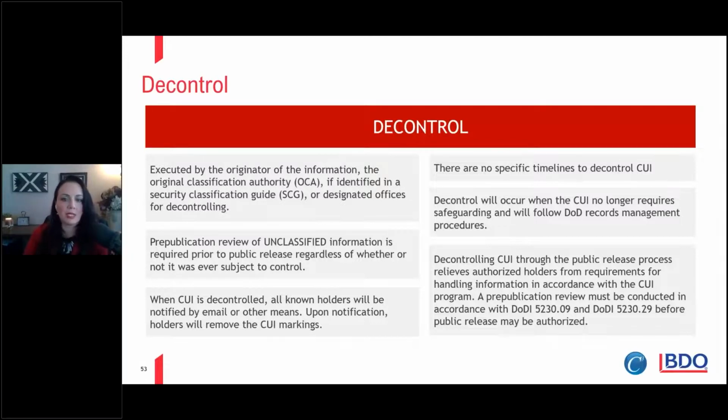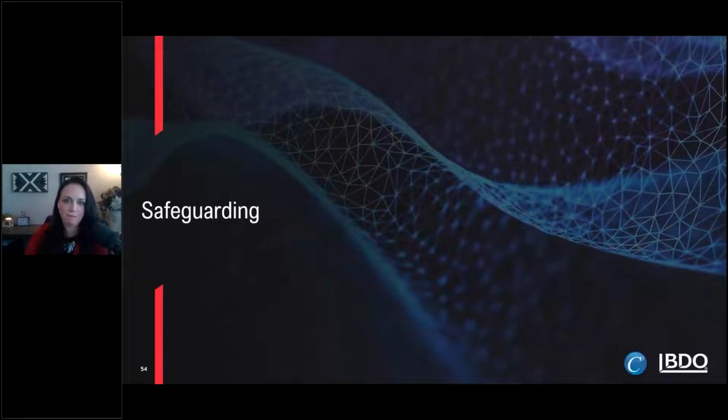So, decontrolling CUI through the public release process. If you were to post CUI material publicly, it relieves authorized holders from requirements for handling the information. Typically, we want to leave that sort of public release to the government. We don't want to post CUI publicly without a formal review and decontrol process. If you were holding CUI and the government posts it publicly, they have to perform this pre-publication review. They have to follow the DOD instructions listed below before any public release may be authorized.